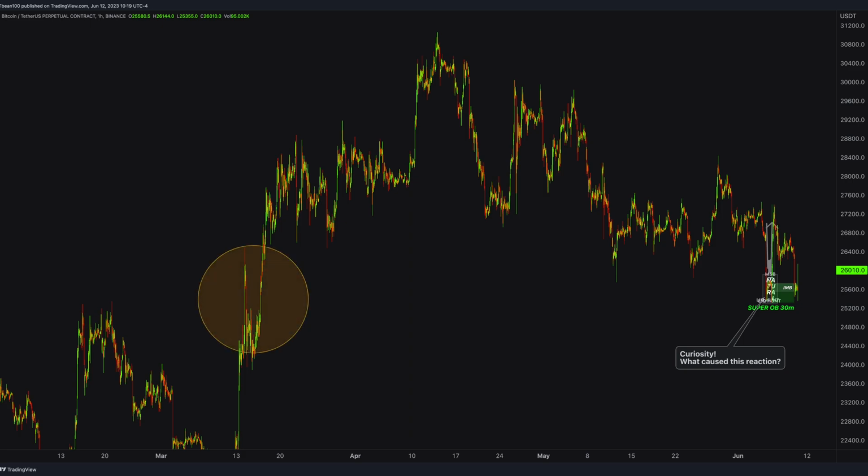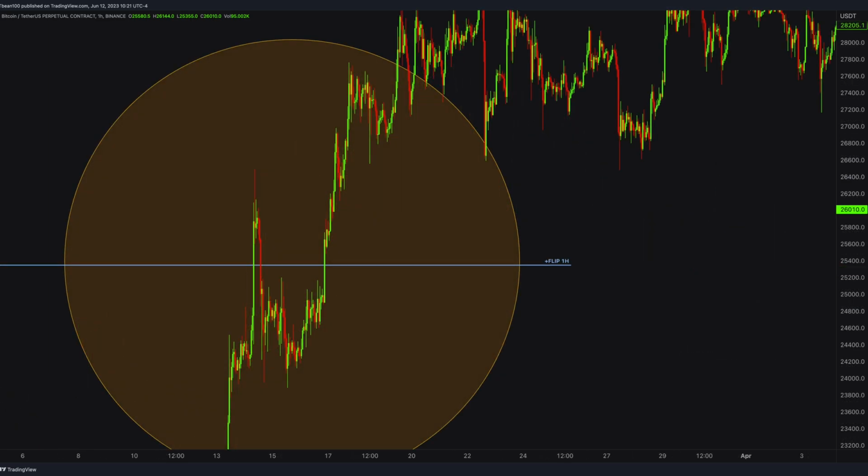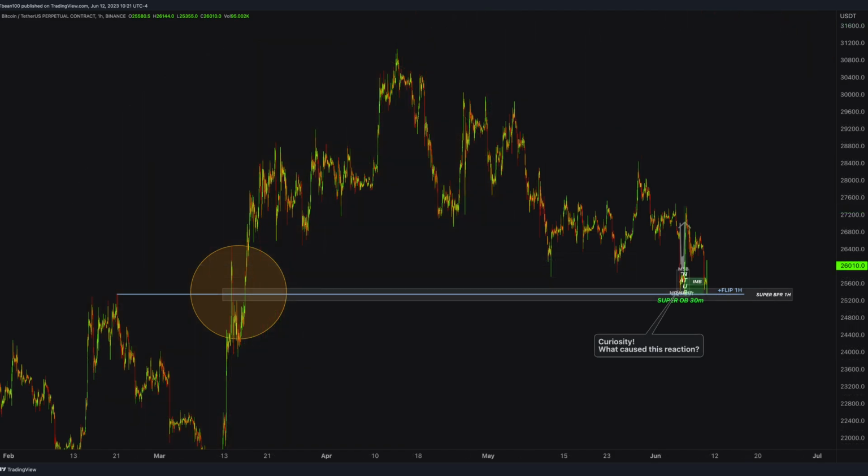This special area is the cause of reaction. And notice this flip point. Basically, a support and resistance flip. Now we are inside the area. What do you see here? Tell me. A super BPR, super balanced price range. In the middle, the support and resistance flip. An extraordinary combination is happening here. As you can see how the price reacts to this magical combination.